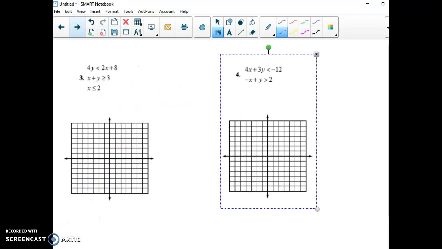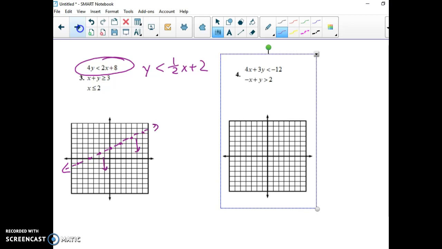Here in number 3, we have 3 equations. Some of them aren't in slope-intercept form. Matter of fact, if we look at this first one, it's almost in slope-intercept form. We can just divide both sides of the equation by 4 to get it there. So y is less than 1/2 x plus 2, the slope being 1/2. Because it's a less than, we dash this line, and where y is less than is the portion down below.